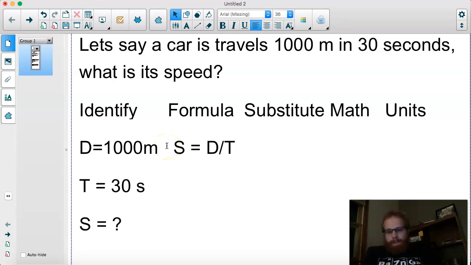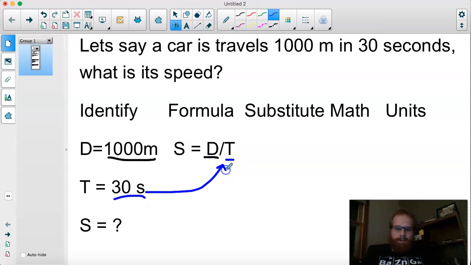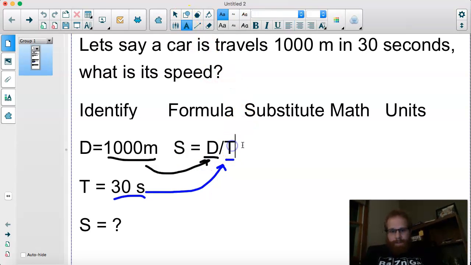Okay. All right, so next up, we need to substitute what we know into this formula. So I know the distance is 1,000 meters, and I also know that the time is 30 seconds. So I can substitute 30 seconds in for t, and I can substitute 1,000 meters in for d. Let me show you how that works.